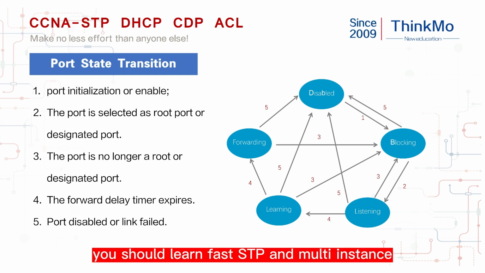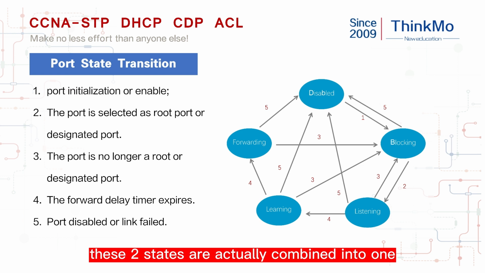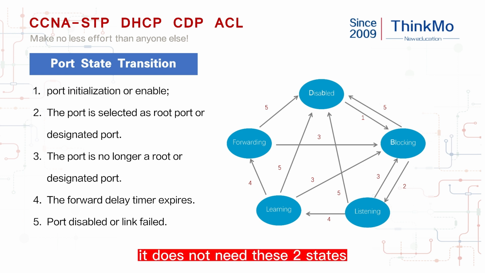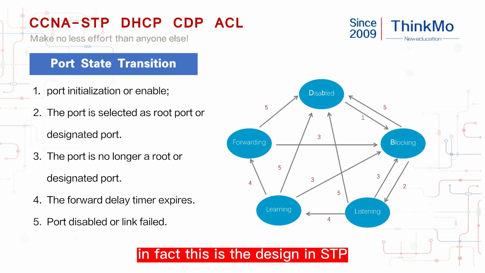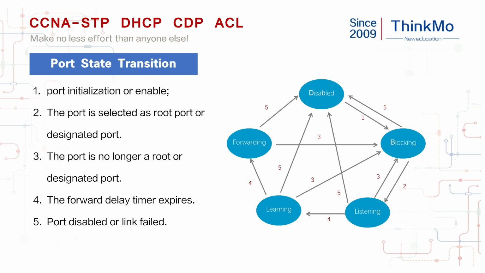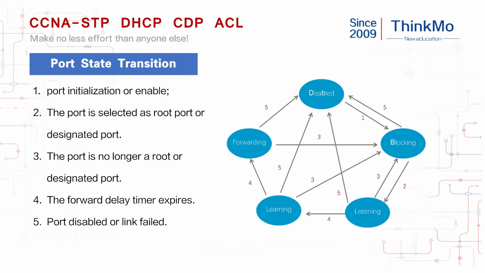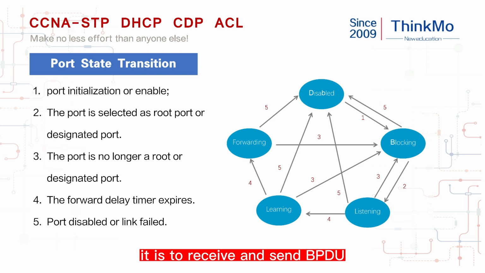You should learn fast STP and multi-instance STP in NP in the future. Especially in fast STP, these two states are actually combined into one. It does not need these two states. In fact, this is the design in STP, and I personally feel it is redundant. It does not actually need to be designed as two. The biggest thing they have in common is that they receive and send BPDU, but they do not forward traffic.